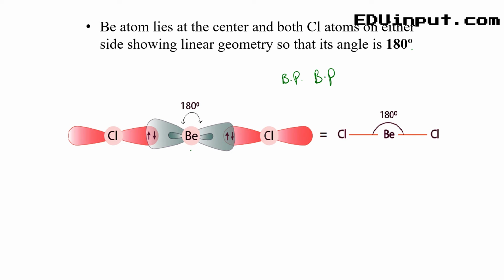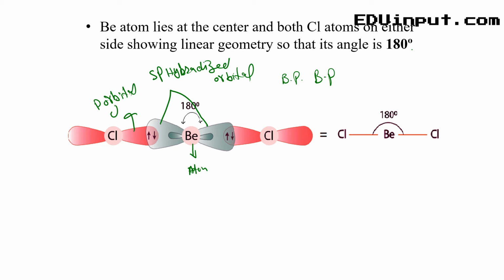So you can see this is the beryllium atom. These two are the sp hybridized orbitals, and they are combining with the p orbital of chlorine, and this is the half-filled, and the same is the case with this chlorine atom, and the resultant molecule is linear in geometry.